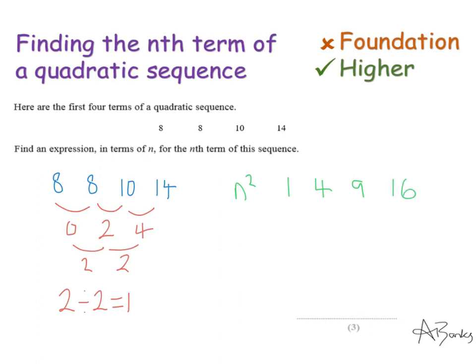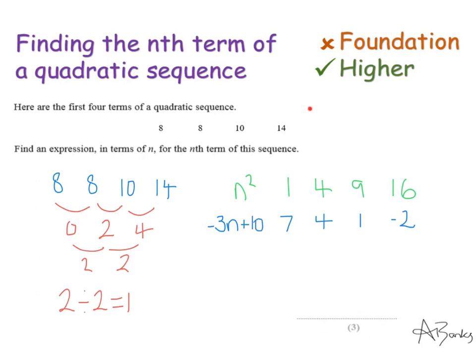Now the difference between this and my quadratic sequence from 1 to 8 is plus 7, from 4 to 8 is plus 4, from 9 to 10 is plus 1, and from 16 to 14 is minus 2. So this is the sequence I have. It is a linear sequence, so the nth term of this linear sequence is going down in threes, so it's minus 3n. And the difference between minus 3 and 7 is plus 10. So that's the nth term of the linear sequence I'm left with.